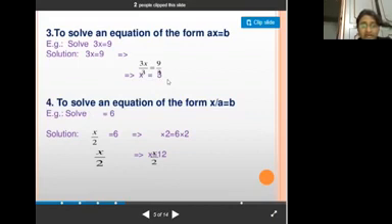To solve an equation of the form x divided by a is equal to b, x by 2 is equal to 6, we have to solve. We multiply both the sides by 2. Multiplying both the sides by 2, ये 2 और 2 cancel हो जाएंगे. x is equal to 6 into 2, that is equal to 12.